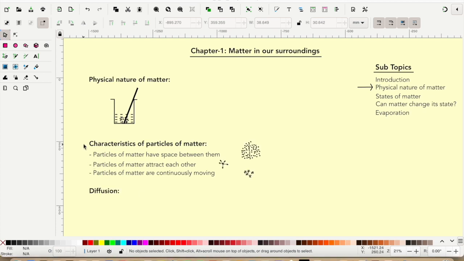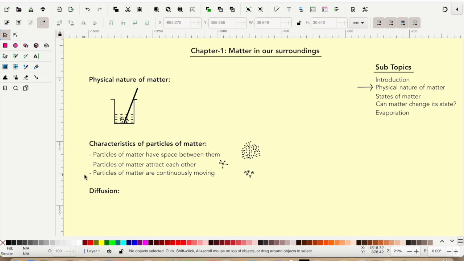There are 3 characteristics of particles of matter based on which several phenomena are explained. First one is particles of matter have a space between them. So if these are the particles, you can see space between them. Second one is particles of matter attract each other. Every particle experiences a force of attraction with other particles. This force keeps the particles together. The strength of this force varies from one kind of matter to another.